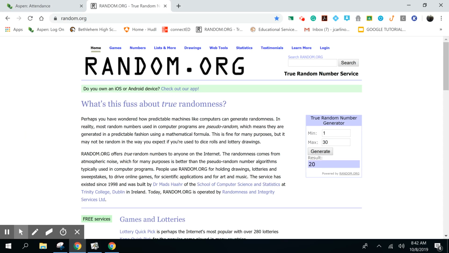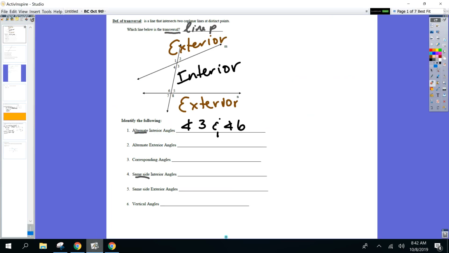Here you go, 20, alternate exterior. 2 and 7, I like it. And if you didn't want to give me those, what's the other pair? 2 and 7, and 8 and 1. Perfect. All right, now we get a little hiccup here, corresponding. I don't see the word alternate. I don't see same side. I don't see exterior or interior.